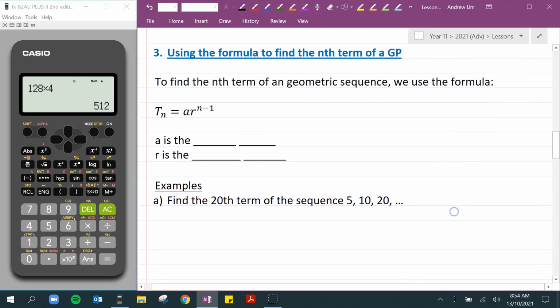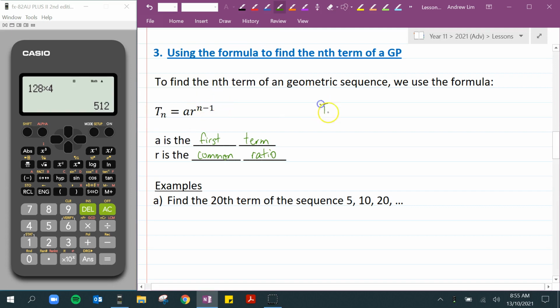Let's have a look at part 3 of this lesson: using the formula to find the nth term of a GP. To find the nth term of a GP, we use the formula Tn is equal to A times R to the n minus 1. A is the first term, and R is the common ratio. So the nth term is the first term times the common ratio to the power of n minus 1.